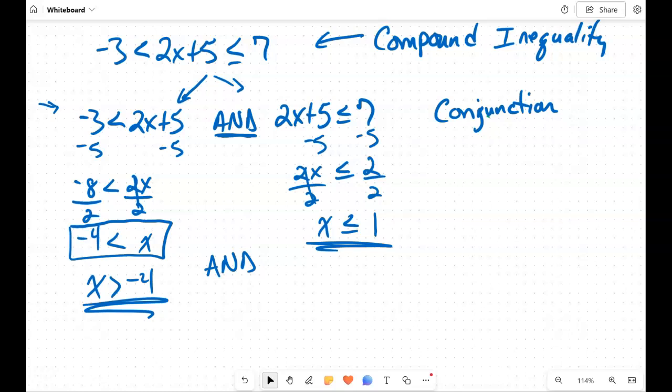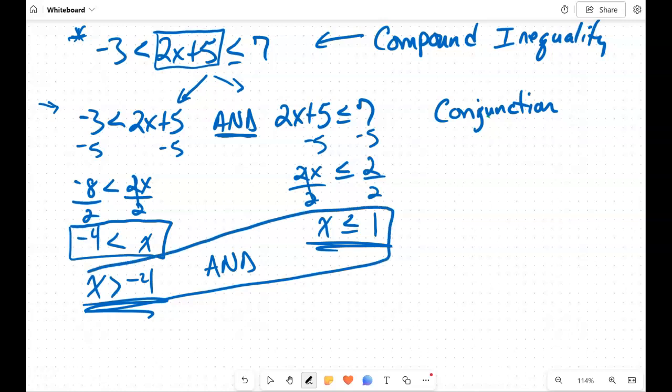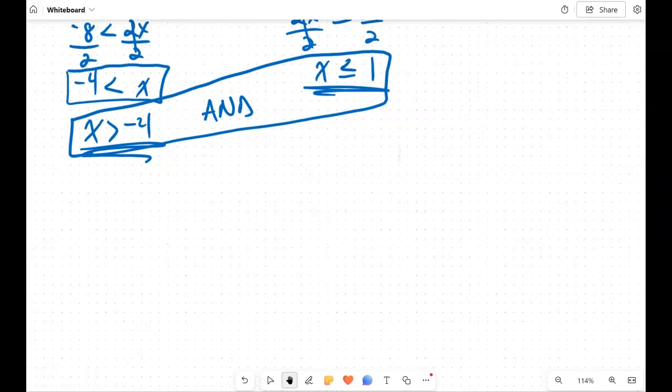So my solutions to this compound inequality, the x values that will produce this center component being between -3 and 7, are x values that are bigger than -4 and smaller or equal to 1. So here we have the algebraic solution. Now let's look and see what the graphical solution would be.